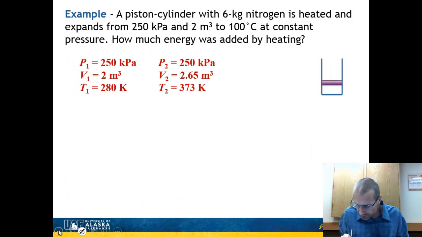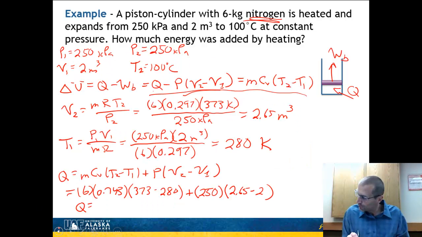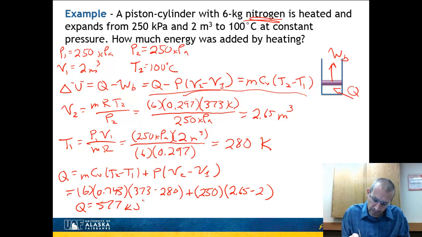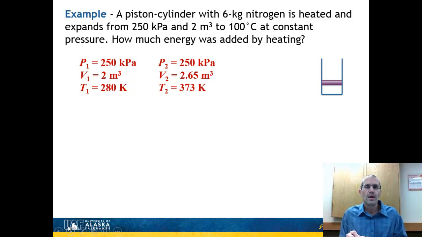Oops, go back here. Q is 577 kilojoules. So that's how much heat was added to the system. Now, I want to look at this problem. We're going to do it a different way.